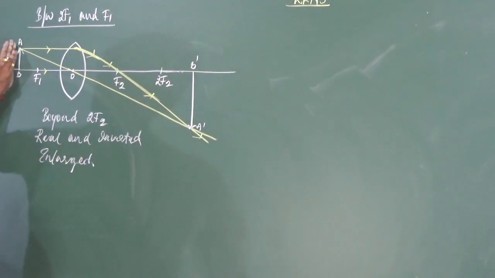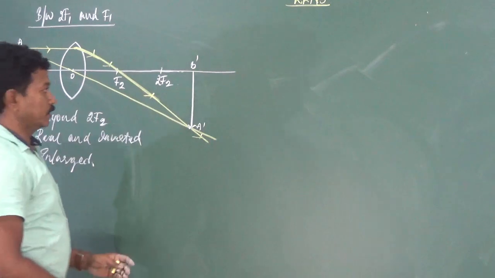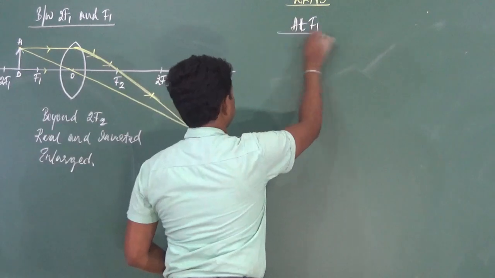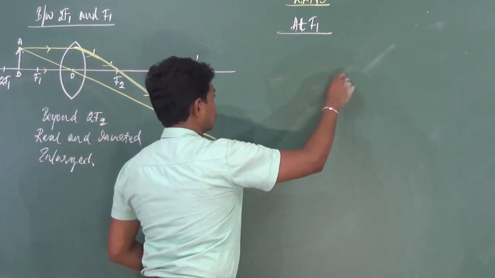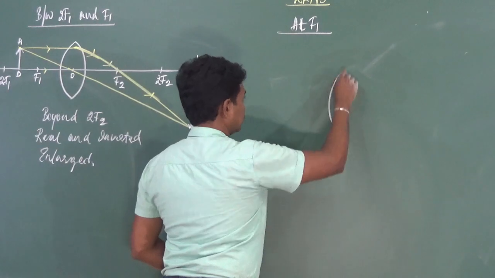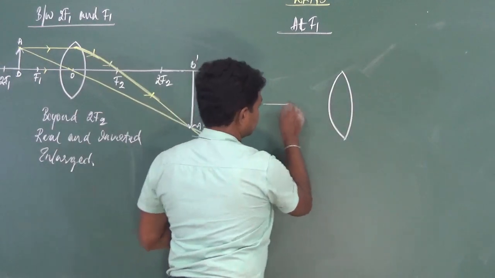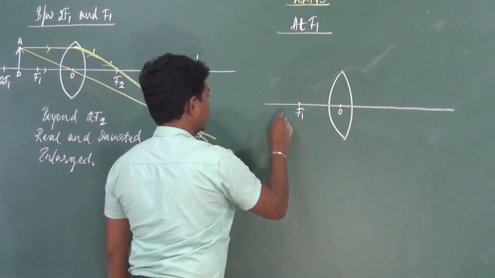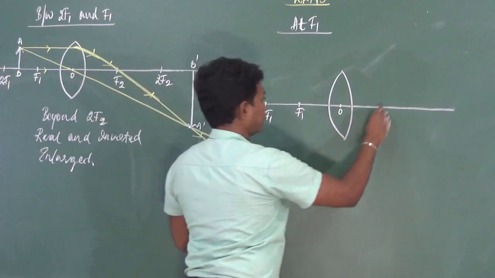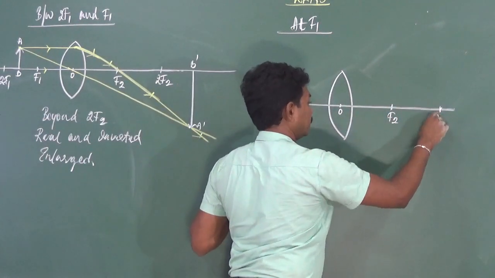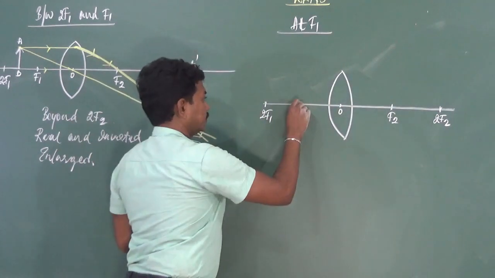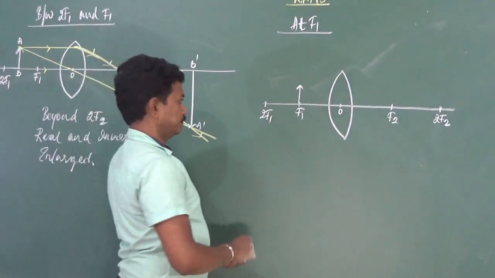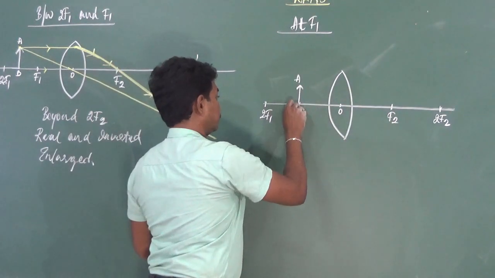We will bring the object and keep it at F1. Let's see what happens. At F1 we are going to place the object. So let us take the lens. This is a convex lens. This is the principal axis. This is the optic center, that is F1. This is 2F1. This is F2 and this is 2F2. Now let us keep the object exactly at F1. Let's see what happens here.